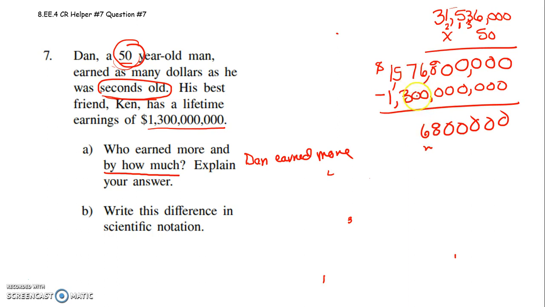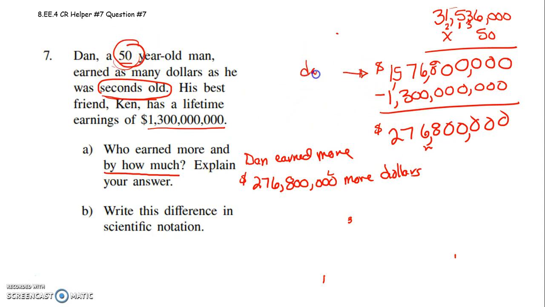6 minus 0 is 6. 7 minus 0 is 7. 5 minus 3 is 2. So it looks like $276,800,000 more. Who earned more and by how much? Dan earned more, and he earned $276,800,000 more dollars. And if they asked me to explain my answer, I would show them just how I figured out how many seconds in 50 years to get the total amount that Dan earned.